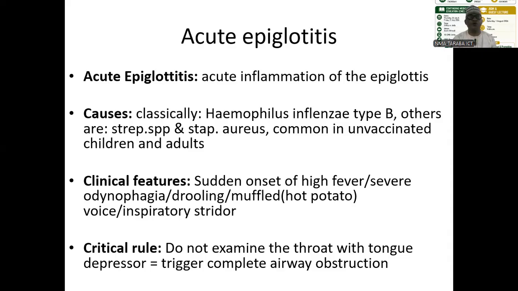It is actually acute inflammation of the epiglottis, and causes are classically bacterial, which include Haemophilus influenzae, others are strep and Staph aureus. They are commonly in unvaccinated children and adults. The clinical features are sudden onset of high fever, severe odynophagia, drooling, and muffled voice or inspiratory stridor. The critical rule here is that when you suspect epiglottitis, don't examine the throat, because examining it can trigger complete airway obstruction and the patient can just die in your hands. Avoid examining the throat when you clinically suspect epiglottitis.